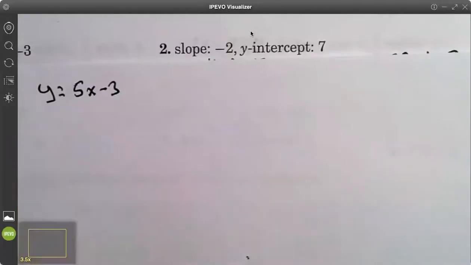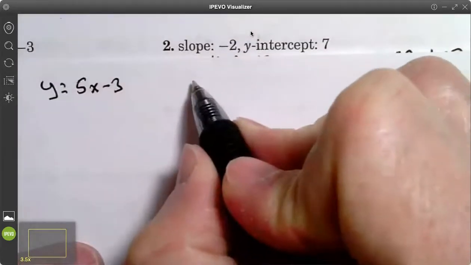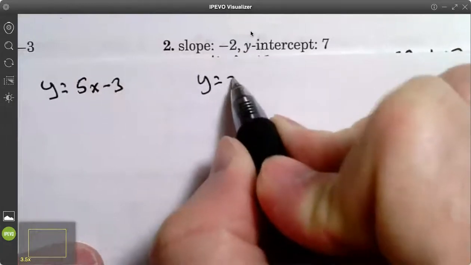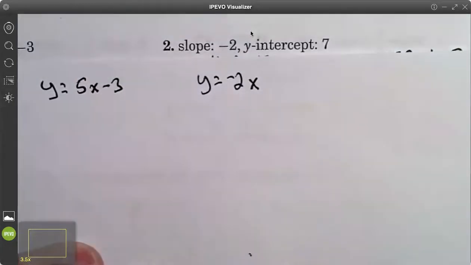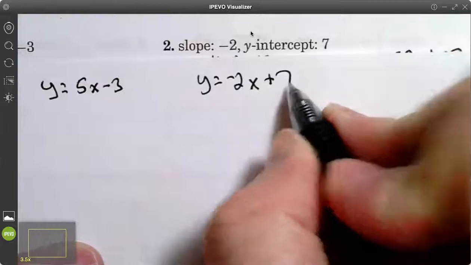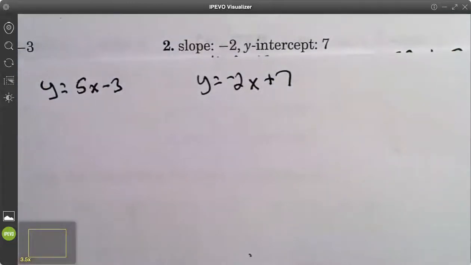Okay, you try to write an equation for number 2. So y equals mx plus b. You're going to replace m with the slope and replace b with the y-intercept. Just jot that down real quick. That's going to be y equals negative 2 is my slope. It goes before the x. Positive 7 is my y-intercept. It goes after the x.